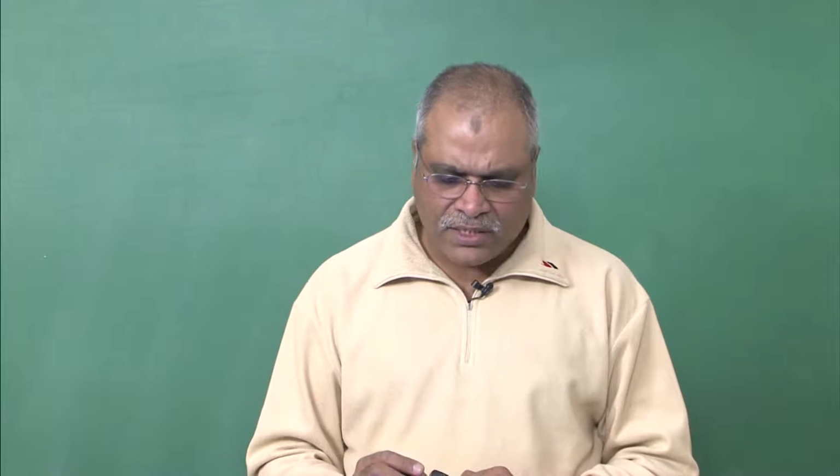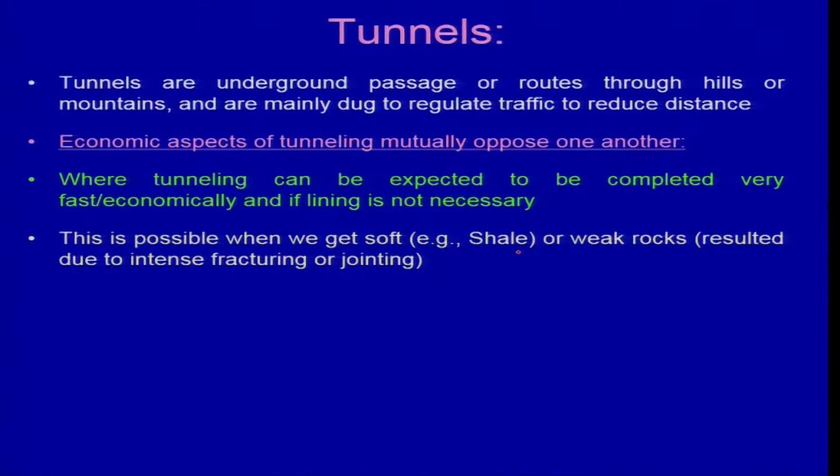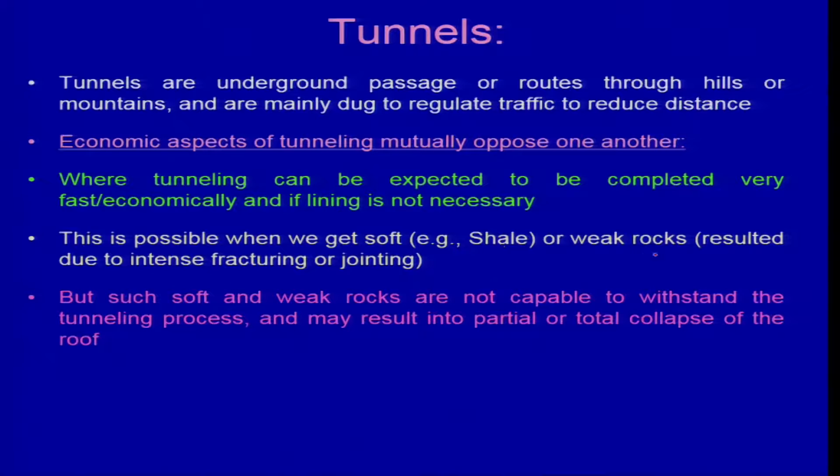But this is possible when we get very soft rocks, so excavation will be very fast, or weak rocks, because you will be able to excavate fast. Either you come across shale, or rocks which are weakened because of fracturing or jointing. Those areas you will be able to excavate very fast, but such soft and weak rocks are not capable of withstanding the tunneling process and may result in partial or total collapse of the roof, because you are removing the strain part from that.